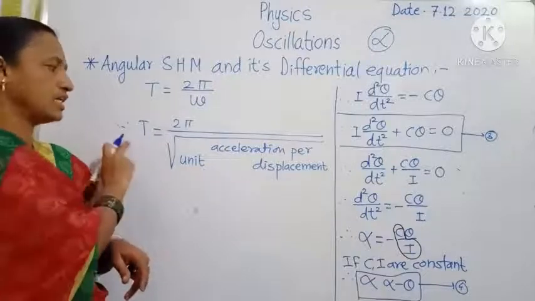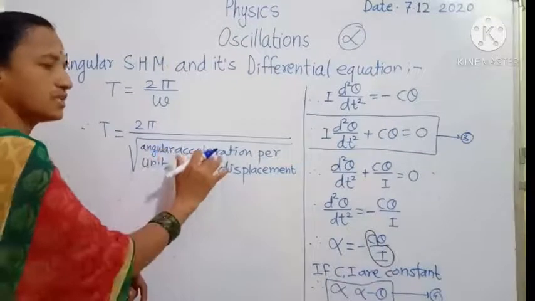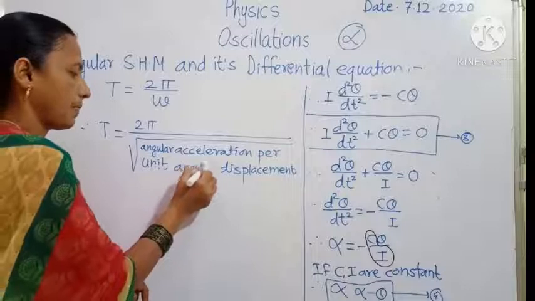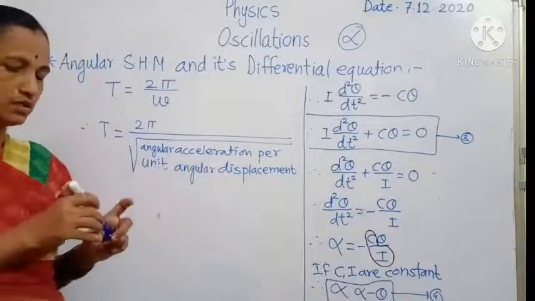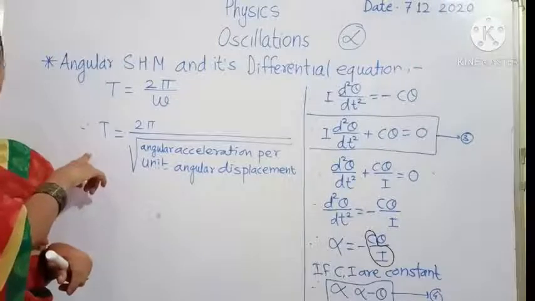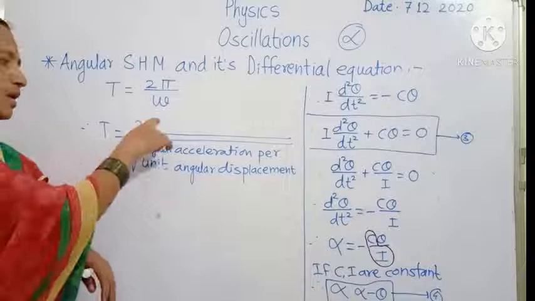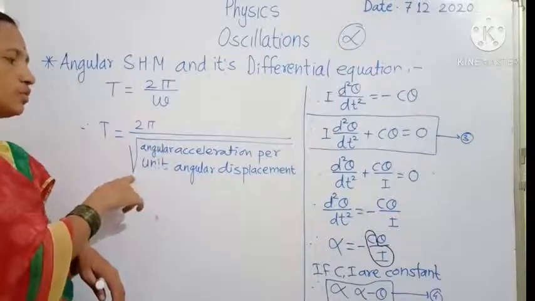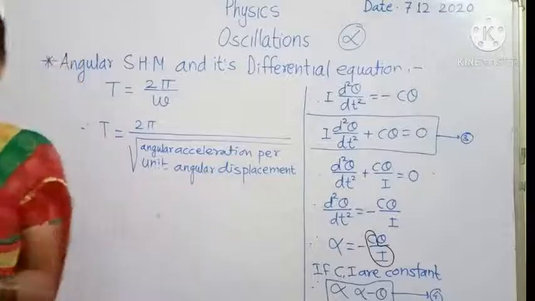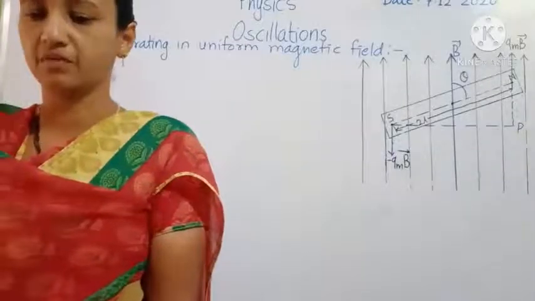It is given by T is equal to 2 pi times the root of angular acceleration per unit angular displacement. And this is the formula for time period of an angular S.H.M. That is, T is equal to 2 pi upon the root of angular acceleration per unit angular displacement. Magnet vibrating in uniform magnetic field.